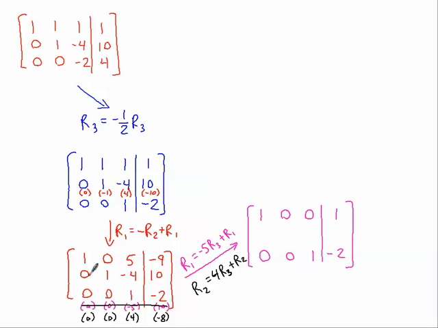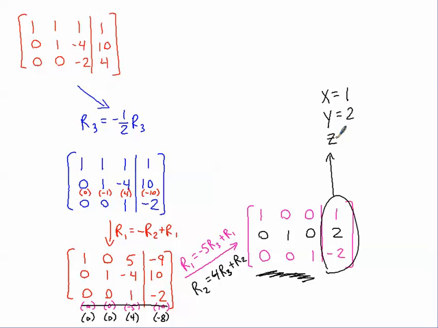So 0 plus 0 is 0. 0 plus 1 remains 1. 4 plus negative 4 makes 0. And negative 8 plus 10 makes 2. You can see that we have our 3 by 3 identity intact, so therefore we have our solutions. X equals 1, y equals 2, z equals negative 2. That was a lot of work. So a 3 by 3 done by augmented matrices is what we just did.